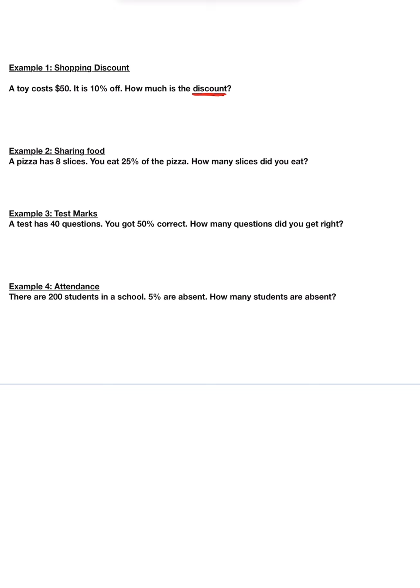change the percentage to a decimal. So I have 10%. I need to change it to the decimal. 10% is 0.1. And step 2, I need to multiply by the number. So 0.1 times 50 is 5. So the answer is 5. So the discount is $5. All right.